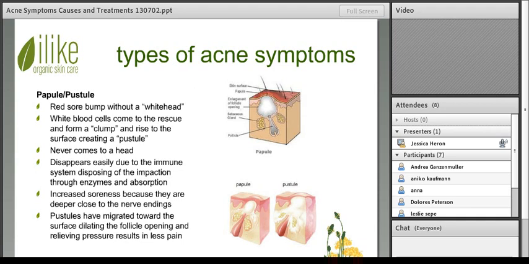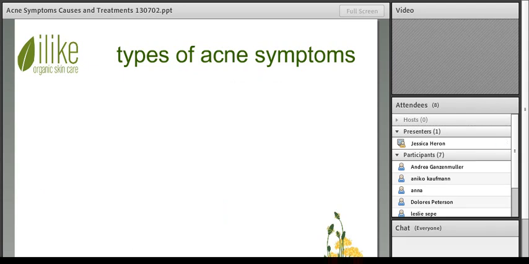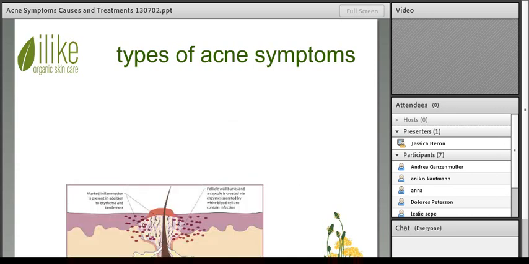There's another little diagram where you can see the differences between the papule and the pustule. So you have the papule that's not really rising to a head. Then the pustule comes up to the surface, where all that fluid starts coming up, and it accumulates even more fluid, but it migrates up toward the surface. It helps to dilate the follicle opening. As you can see, at the very top of the pustule, it starts to dilate that opening.